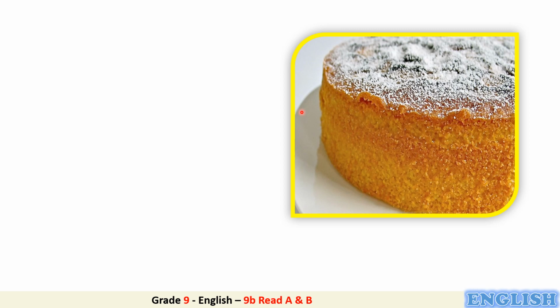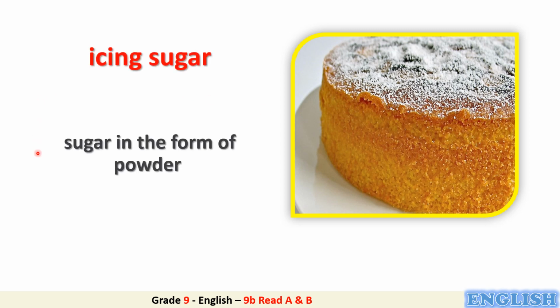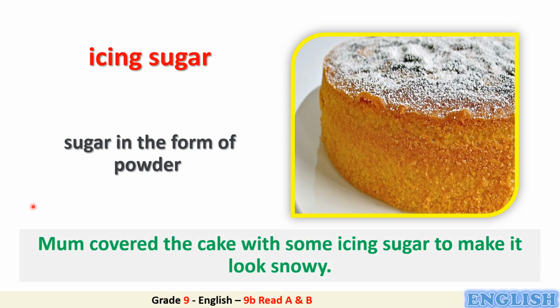How do you like this beautiful cake? What is this white thing on its surface? We call it icing sugar. It's sugar in the form of powder. Mom covered the cake with some icing sugar to make it look snowy.